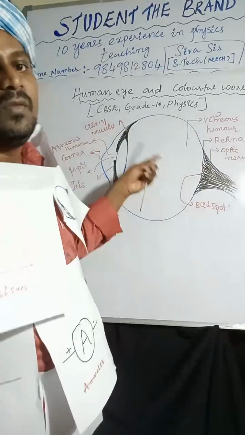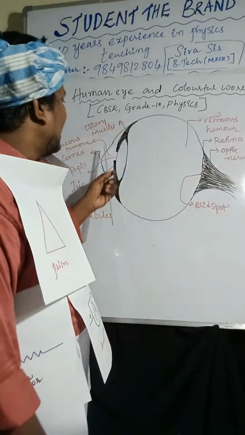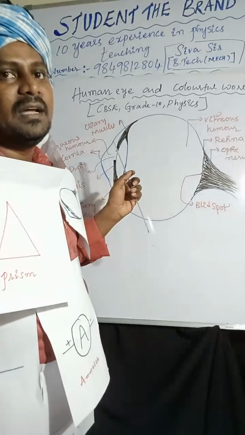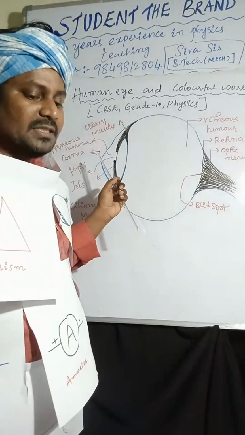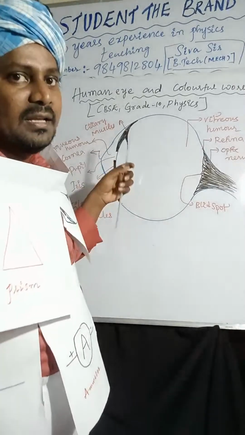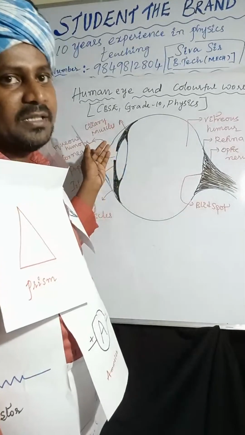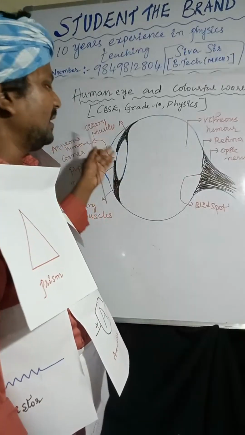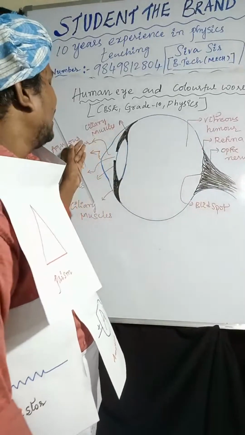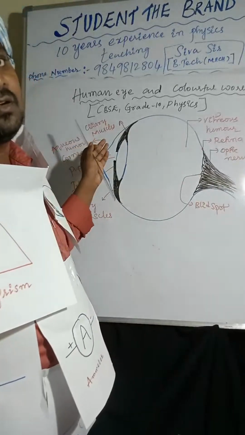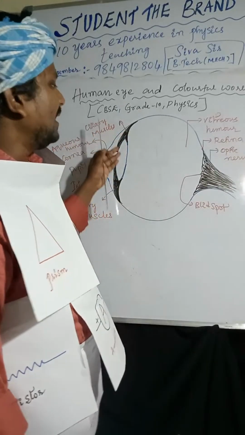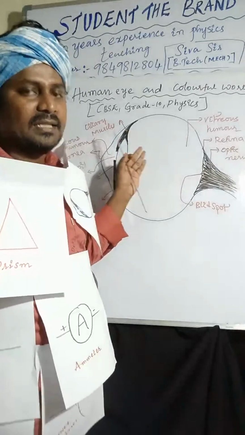The aqueous humor is also there, here. The aqueous humor is a jelly type liquid present between the cornea and the eye lens. So it gives sufficient blood and nutrition to the central cornea.